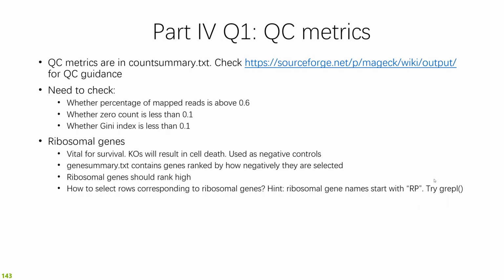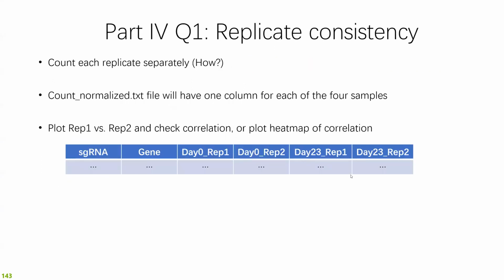So you might want to take a look at the documentation for this function grep and figure out how you subset strings with a certain pattern, like starts with RP. So you probably want to subset to row names that all start with RP. Yeah, and the third layer of checking QC is to check replicate consistency.